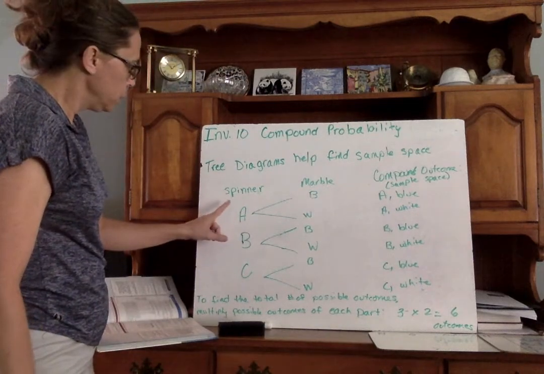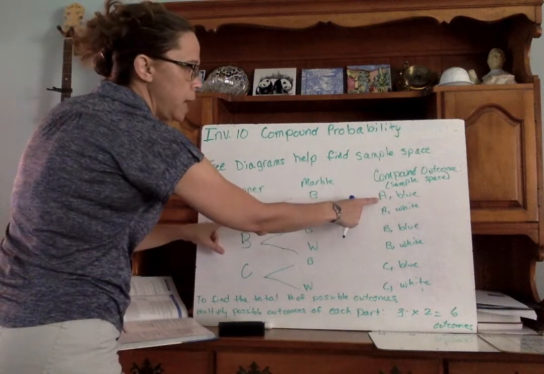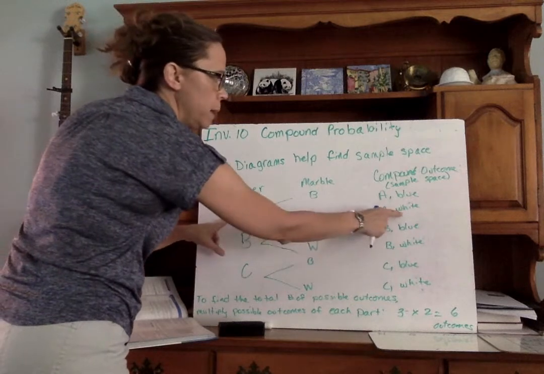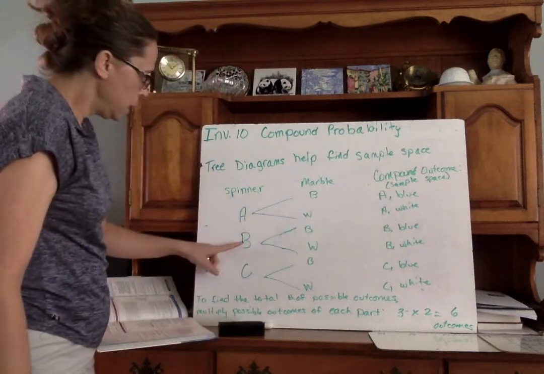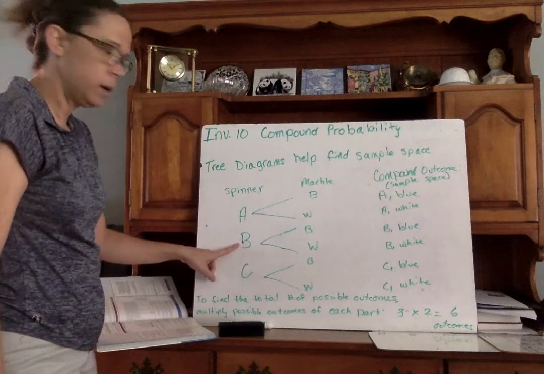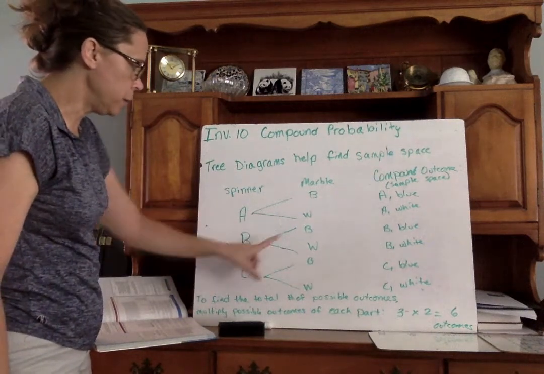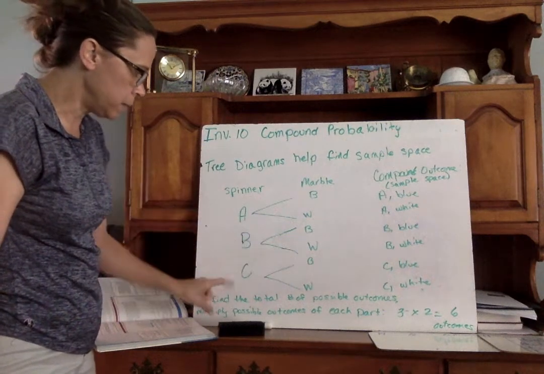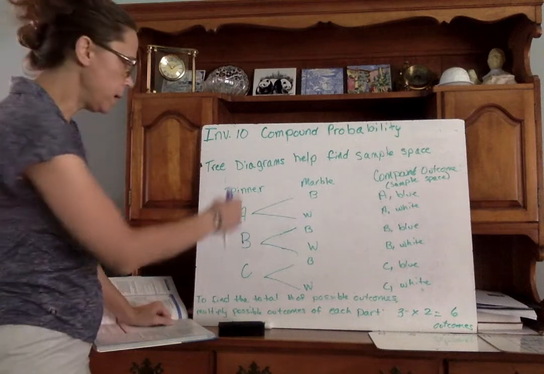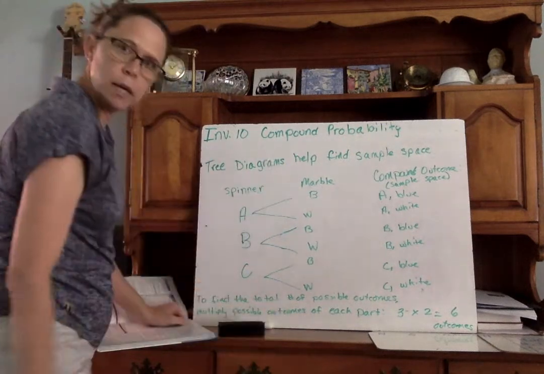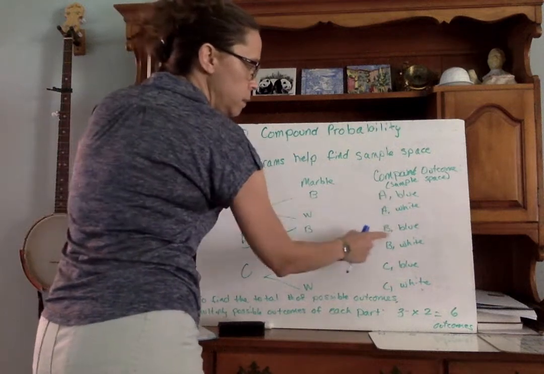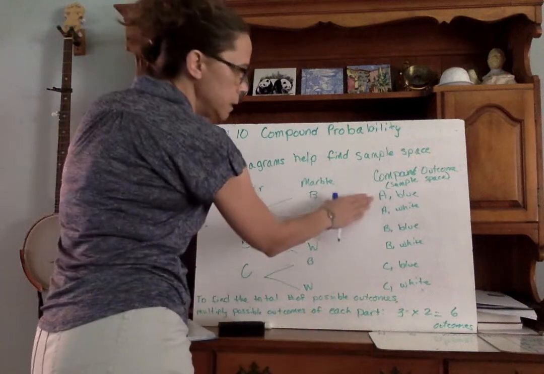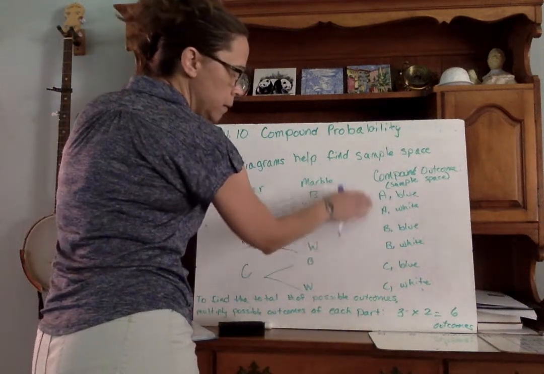Okay? So over here I'm going to combine my spinning an A on the spinner with picking a blue marble, spinning an A on the spinner, and picking a white marble. Okay? If I spin a B on my spinner, I could pick a blue marble out of the bag, or I could pick a white marble out of the bag. If I spin a C out of the spinner, I could pick a blue marble out of the bag or a white marble out of the bag. So now I've combined my first event with each possible second event. A with a blue, A with a white. B with a blue, B with a white. C with a blue, C with a white. Okay? This is my sample space.